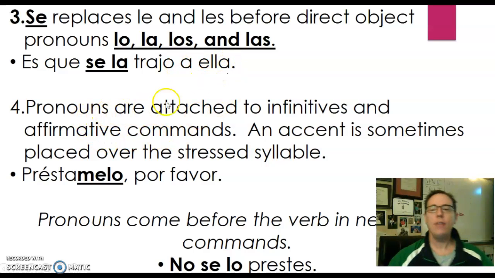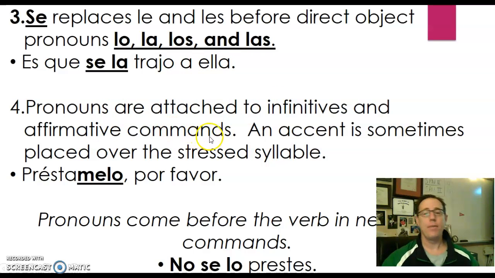Okay, pronouns are attached to infinitives and affirmative commands. This is nothing new. We've done this with single object or with direct object pronouns, with indirect object pronouns. We can always attach them to infinitives or attach them to commands. That doesn't change. We can still do that with double object pronouns. An accent is sometimes placed over the stressed syllable, though.